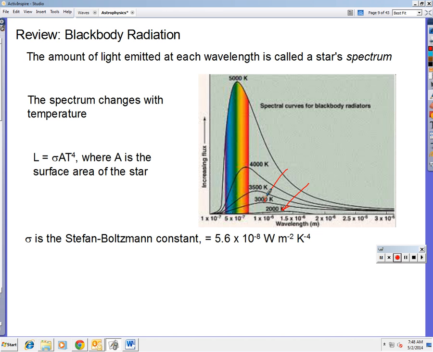At 3000 kelvins, the peak has shifted back a bit. By the time we get to 4000 kelvins, the peak is in the visible spectrum. And at 5,000 kelvins, the peak is green or yellow. So generally, the closer to the violet end of the spectrum something looks, the hotter it is.